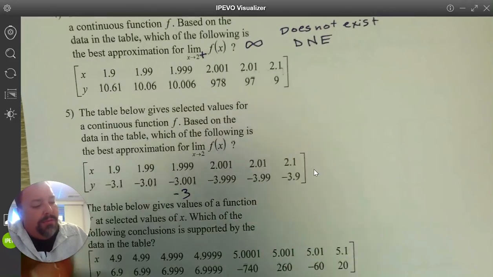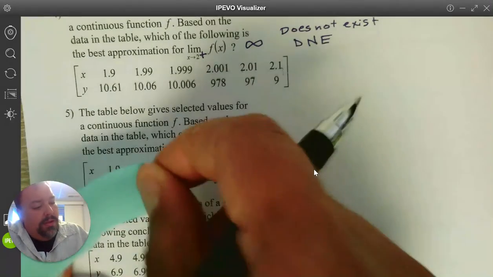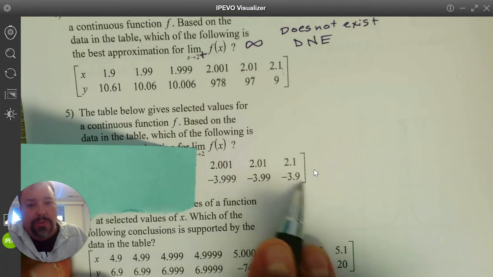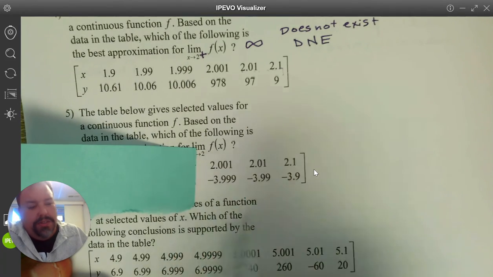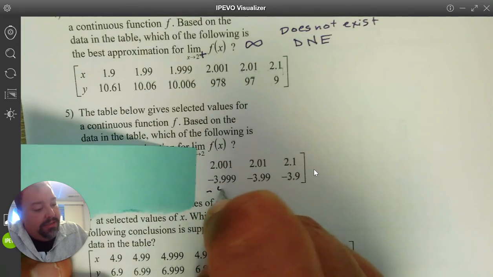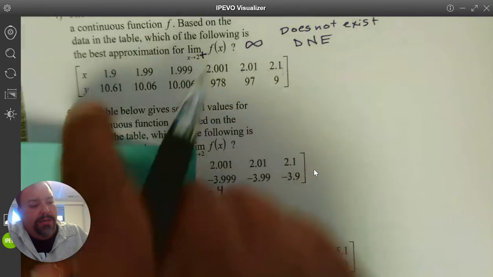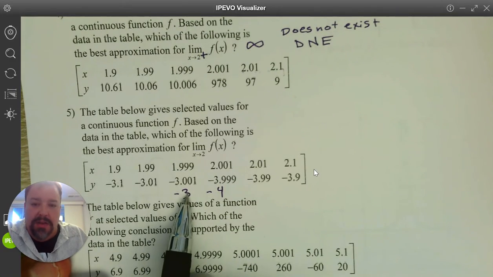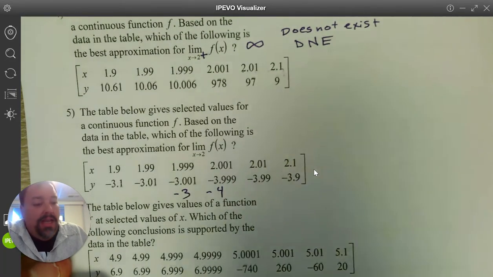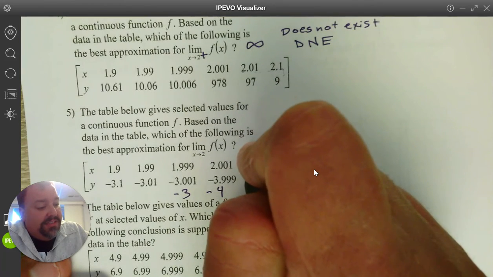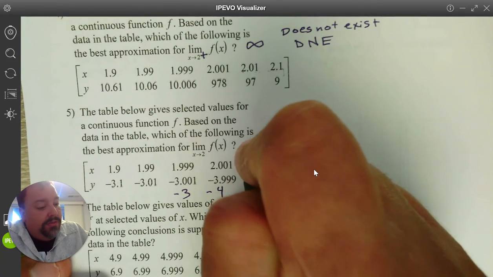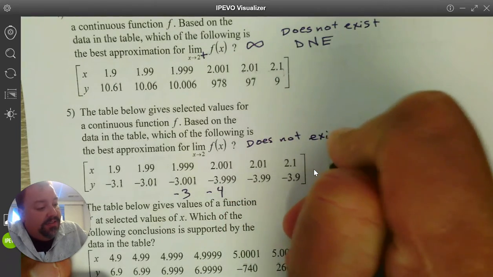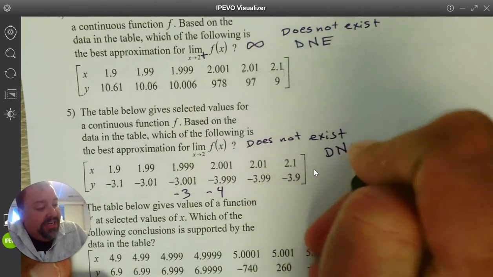But when we come from the other side, and the x's get closer to 2, what's going on with the y values? They seem like they are getting closer and closer to -4. So if you have one side going to one number and another side going to another number, then the limit does not exist. So does not exist, or DNE.